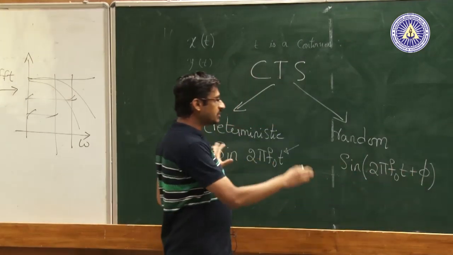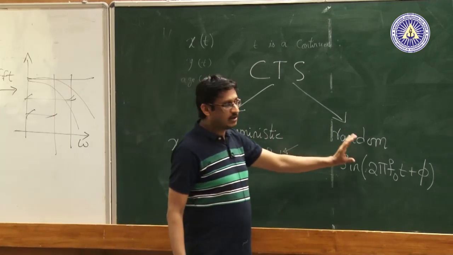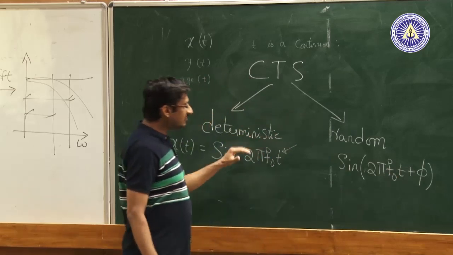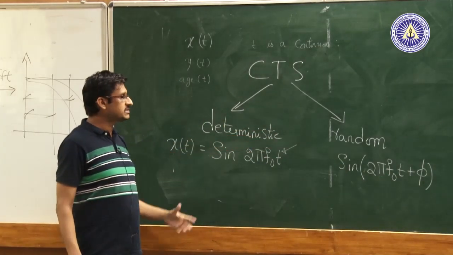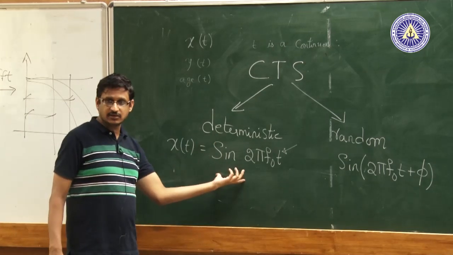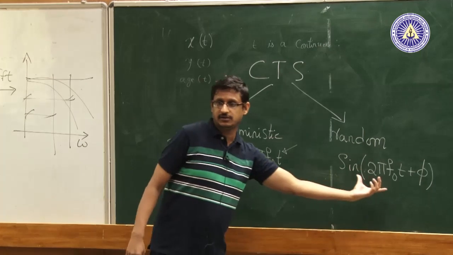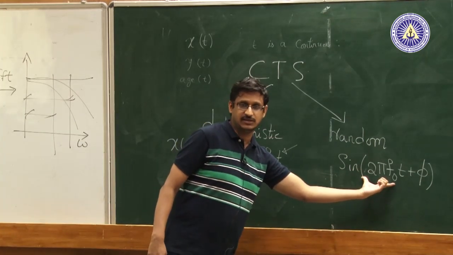So, you have these two major classes of functions, one called deterministic and the other called random. We want this classification to be discussed because the tools that you use to analyze deterministic signals are slightly different, in fact much different, from the tools that you use to analyze random signals.